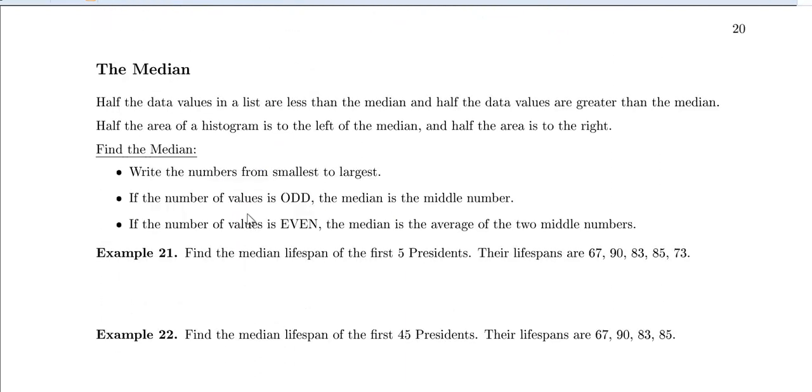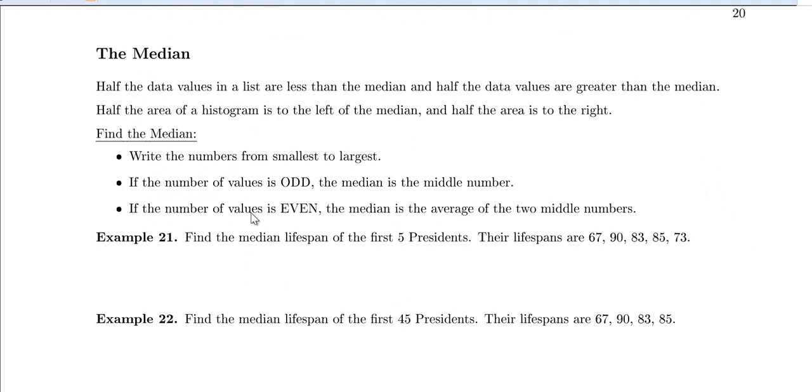Now let's talk about the median. For the median, half the data values in a list are less than the median and half the data values are greater than the median. Or if you think about it, half of the area in the histogram is going to be to the left of the median and half will be to the right. So to find the median, first we'll write all the numbers from smallest to largest. And then if the number of values is odd, the median is the middle number. If the number of values is even, the median is the average of the two middle numbers.